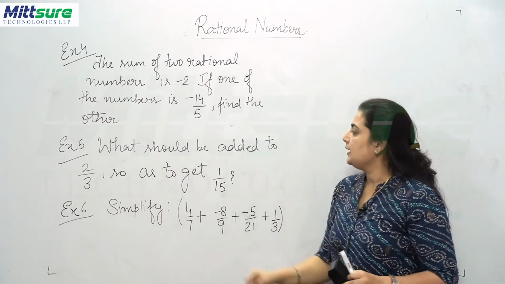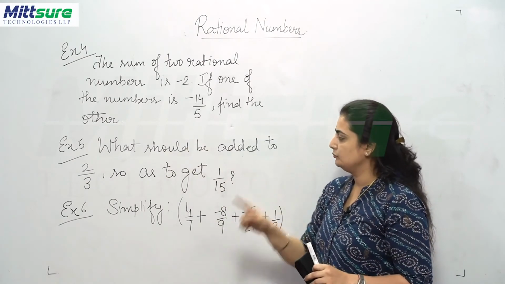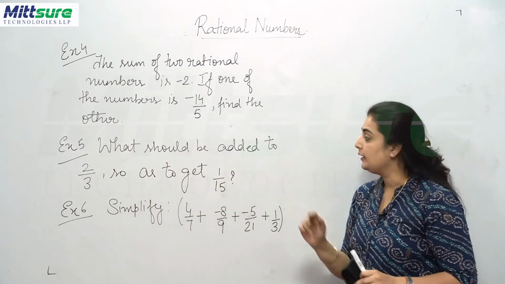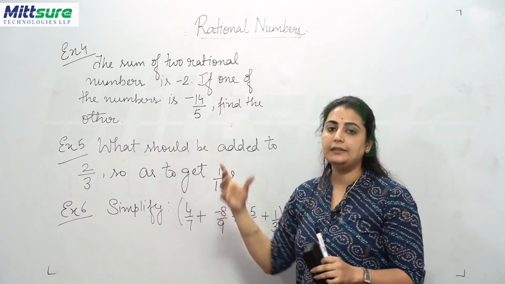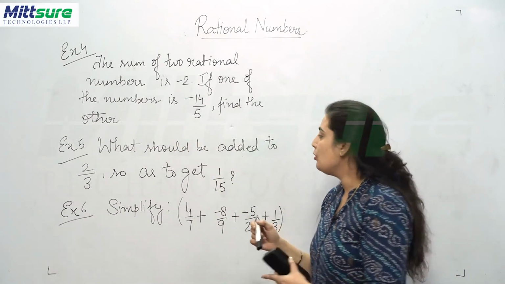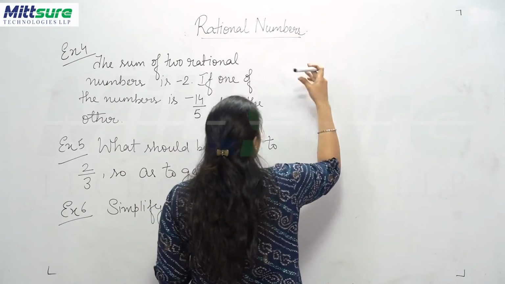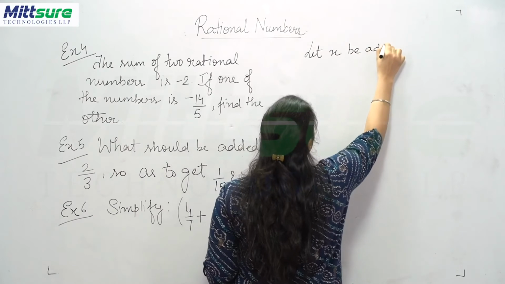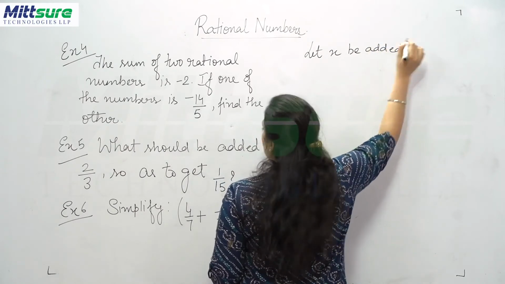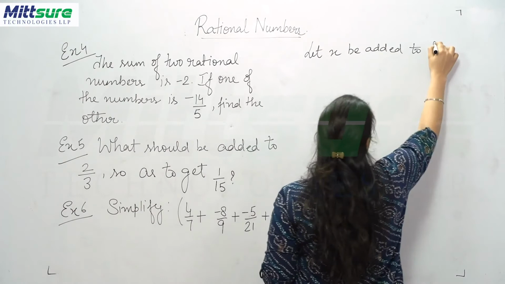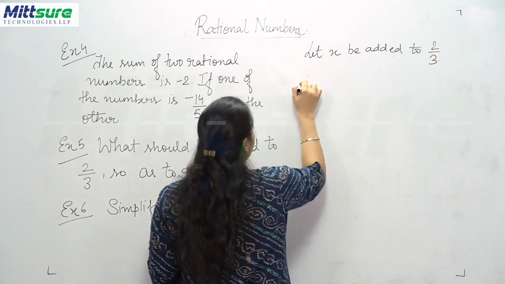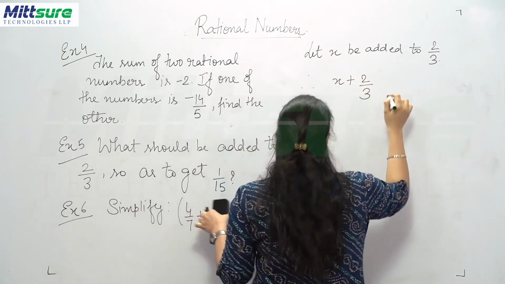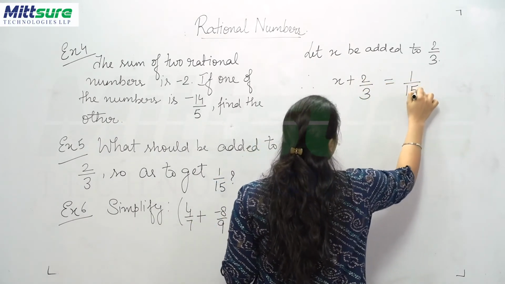The next question says, what should be added to 2 upon 3 so as to get 1 upon 15? So again, what should be added? That means that is missing, so we will write it as x. Let x be added to 2 upon 3. So therefore, x plus 2 upon 3 will give you 1 upon 15.